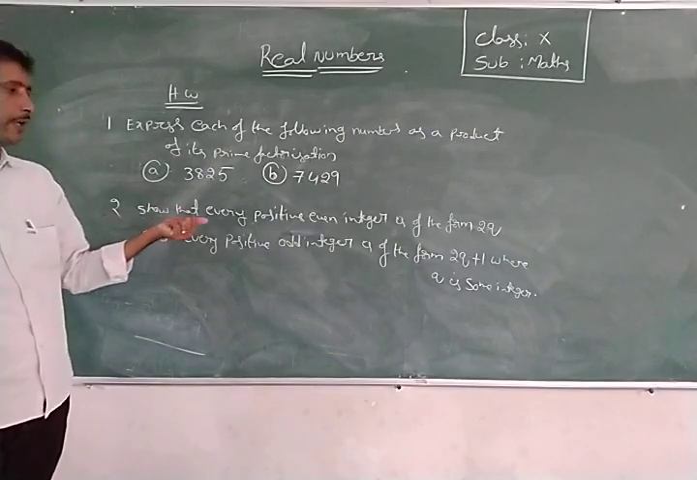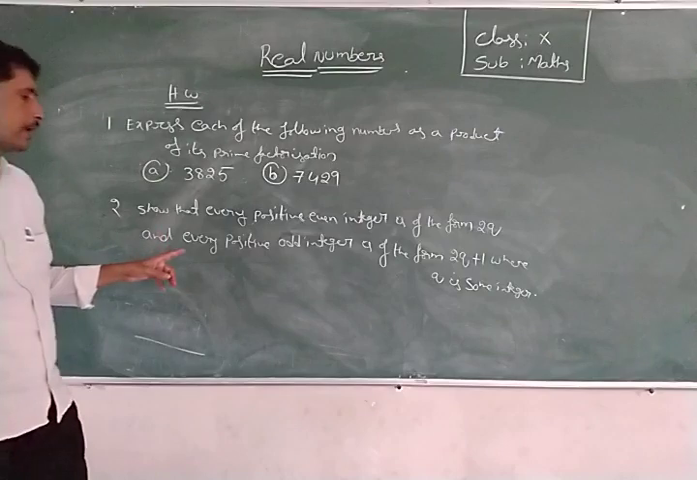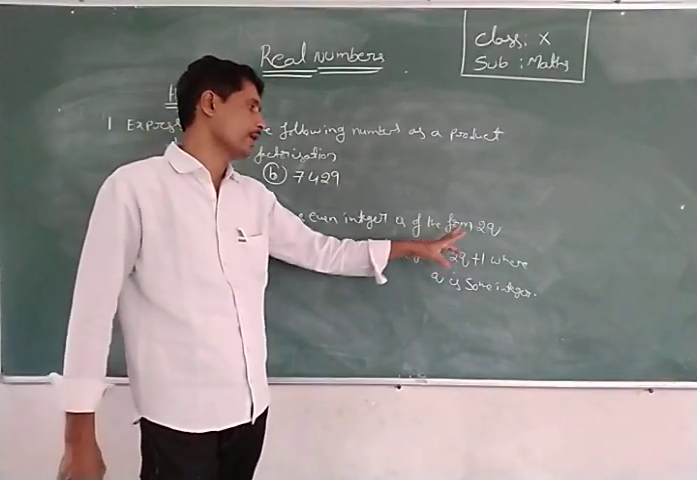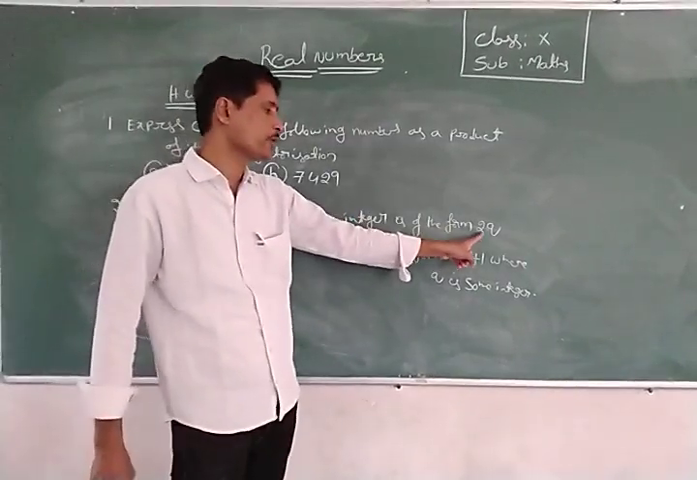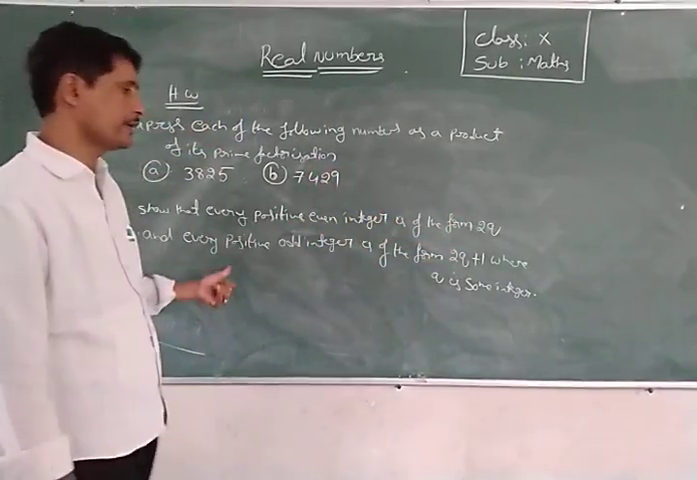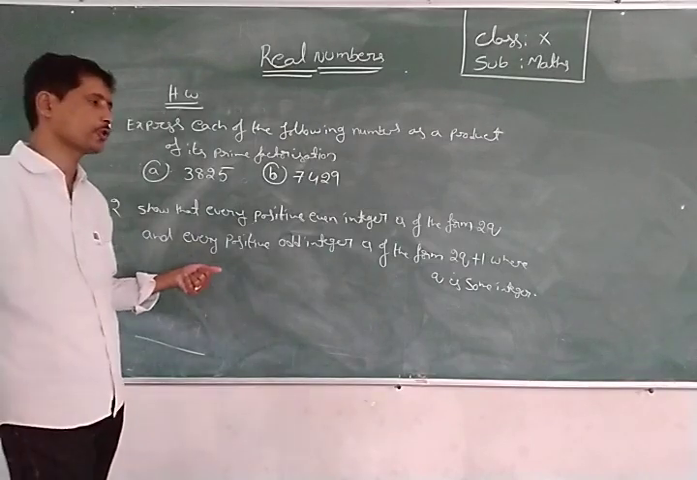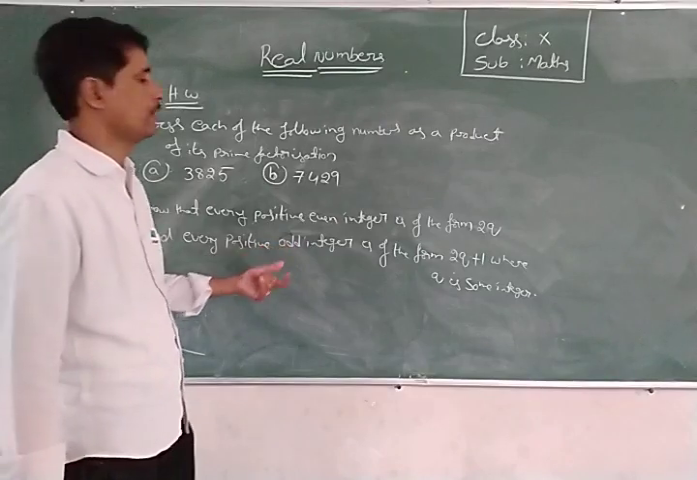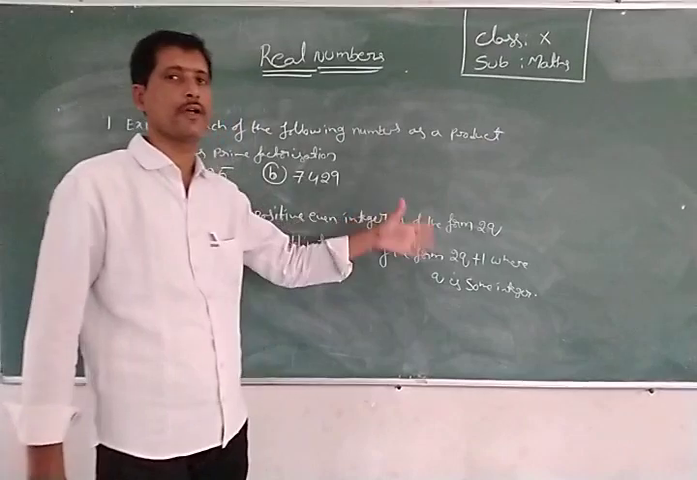Next, show that every positive even integer is of the form 2q, and every positive odd integer is of the form 2q plus 1. Here a is any positive integer, and in place of b take 2. Therefore the remainder is 0 or 1. By Euclid's division lemma, a equals bq plus r, so a equals 2q plus r. In place of r, substitute 0 first: 2q plus 0, that is 2q only. Therefore that is even. Next, odd.